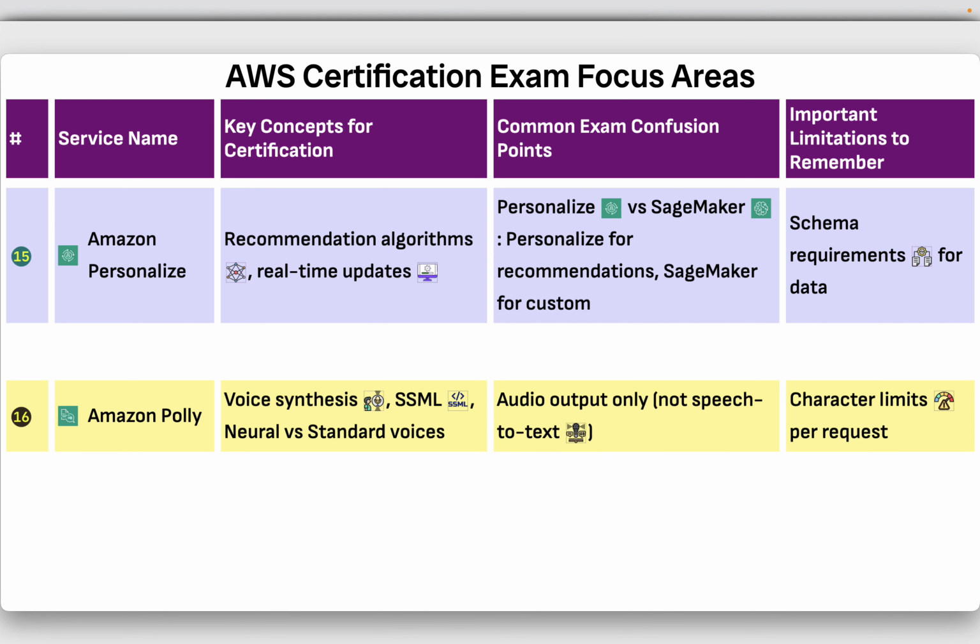Next service is Amazon Polly. Key concept for certification is voice synthesis and SSML, which is Speech Synthesis Markup Language, and it supports neural versus standard voices. Common exam confusion points is this is audio output only, not speech to text. This is text to speech, TTS. Important limitations to remember: there's a character limits. There's a limit on number of characters per request.